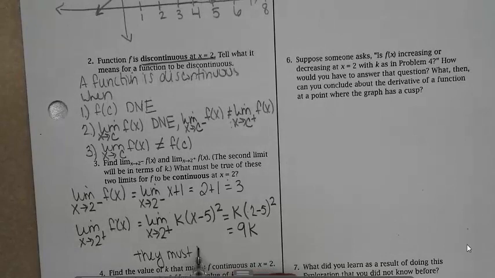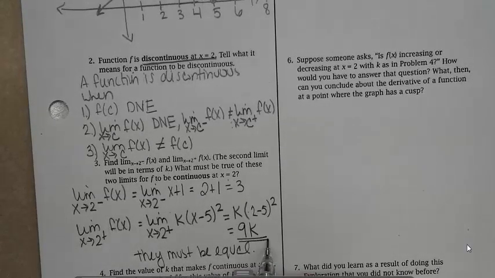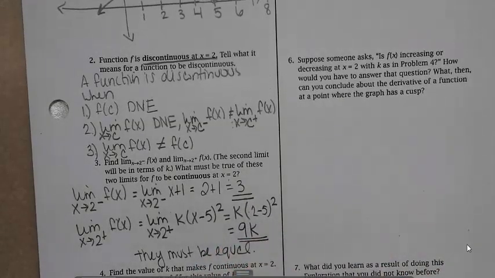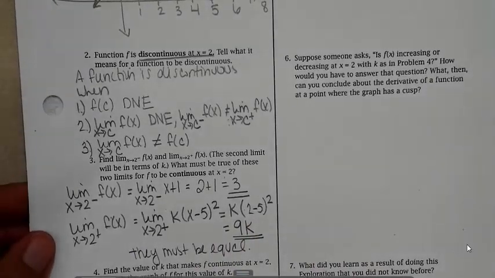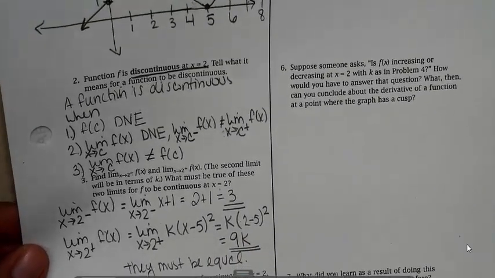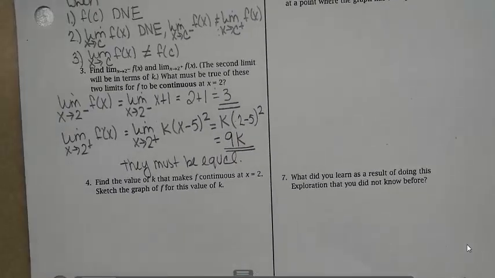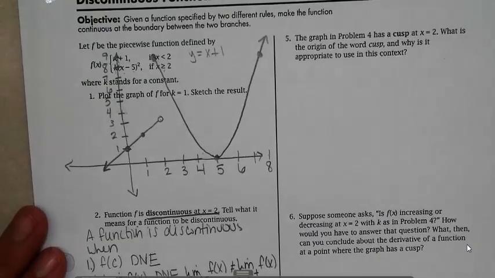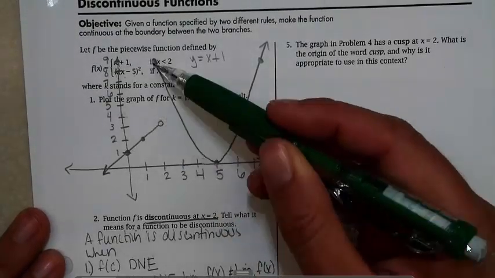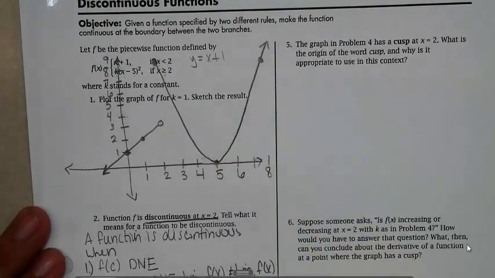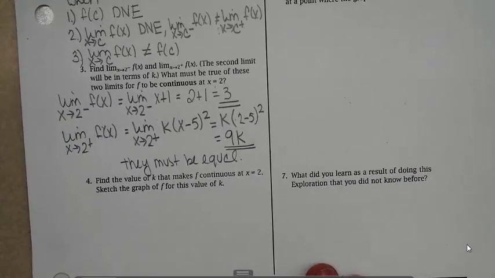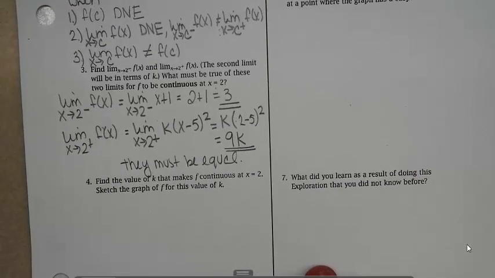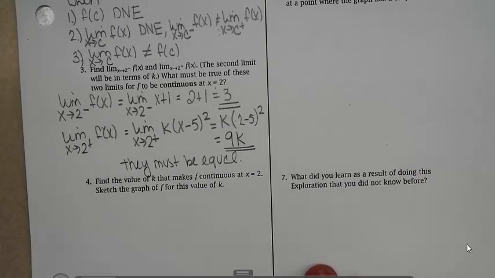They must be equal. So this piece here and this piece here need to equal each other at x equals 2 in order for it to be continuous at x equals 2. Right now, they're not continuous. I hope you all agree with that, right? There is a step discontinuity right here. So we are now going to find the value of k that makes f continuous at x equals 2.